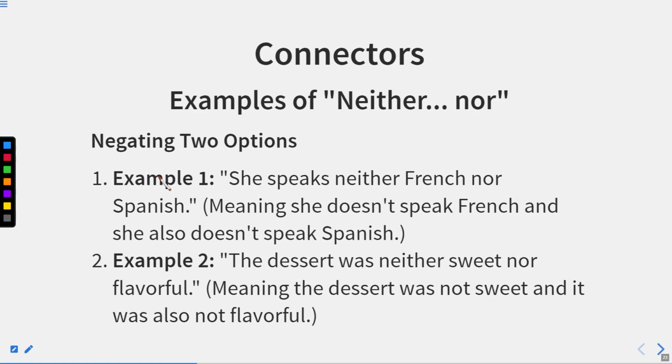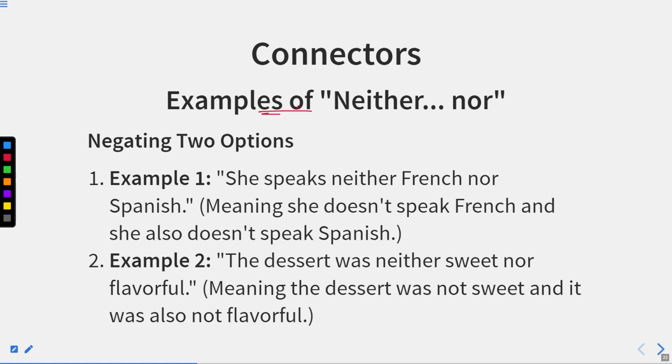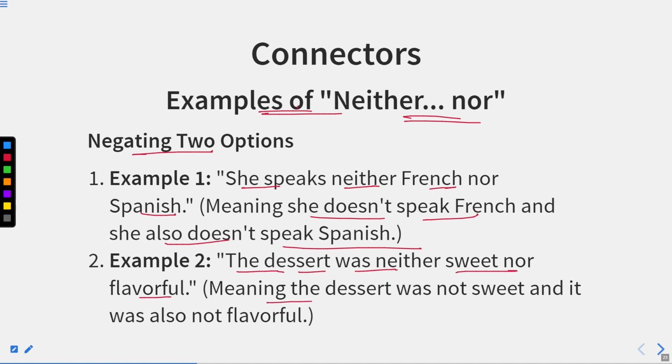Now let us have some examples of neither nor. First of all, the example based on negating two options. She speaks neither French nor Spanish, meaning she does not speak French and she also does not speak Spanish. The dessert was neither sweet nor flavorful, meaning the dessert was not sweet and it was not flavorful.